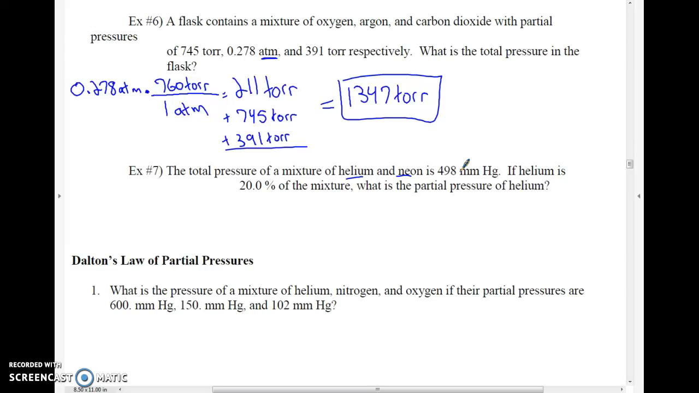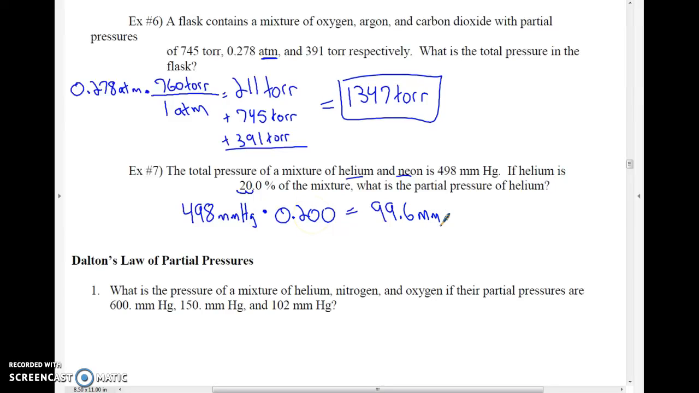It's telling us helium is 20% of the mixture. What is the partial pressure of helium? So it's asking me for a partial pressure. So I should end up getting a number smaller than the total pressure. So that's telling me what I have to do now. I have 498 millimeters of mercury. To get a smaller number when you're working with percentages, you're going to have to multiply it. This percent you have to make into a decimal, so you just move the decimal point 2 places to the left. So you get 0.200. And when you multiply this out, 99.6, since this is 3 significant digits, that's 3 significant digits. I'm going to have my answer in 3 significant digits.